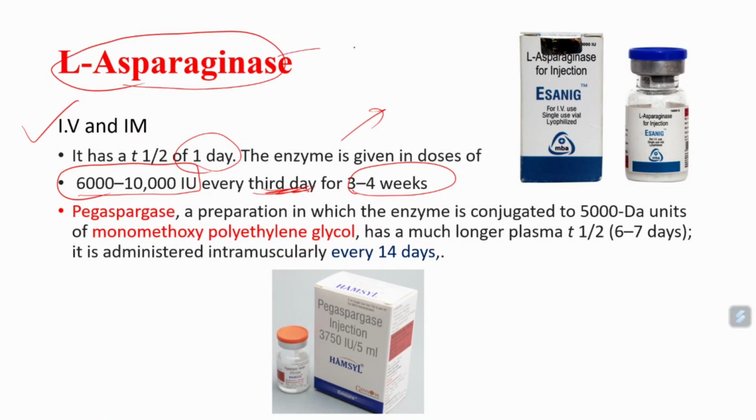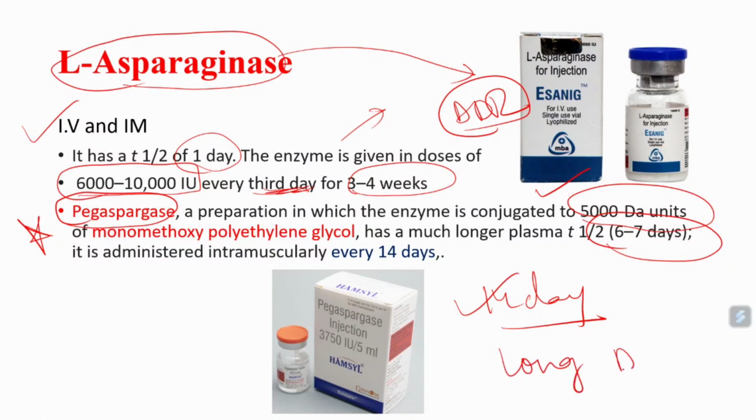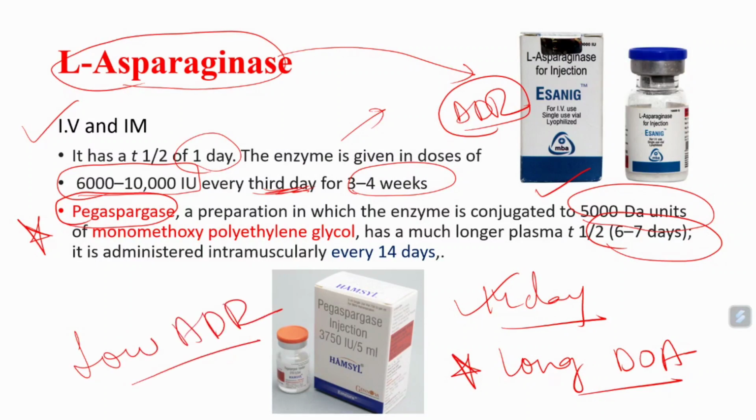This L-asparaginase has some adverse effects. To overcome these adverse effects, we have a special formulation called Pegaspargase. This preparation is conjugated with 5,000 Dalton units of monomethoxy polyethylene glycol. Its t-half is approximately 6 to 7 days, and it is administered every 14 days. So the advantage of Pegaspargase over L-asparaginase is that it is given once in 14 days because of its long duration of action, and it has low ADRs. Pegaspargase is similar to L-asparaginase, so you have to remember this point.